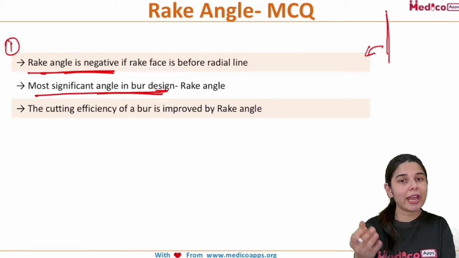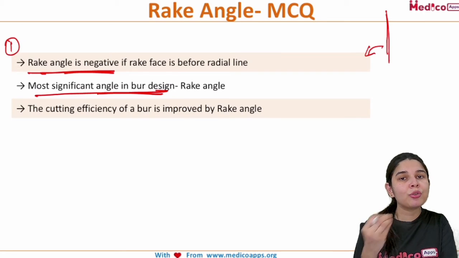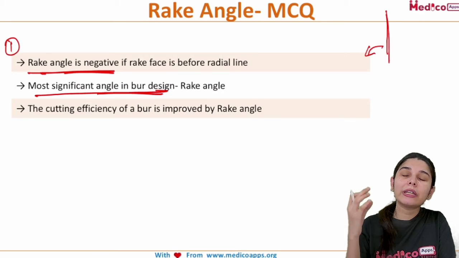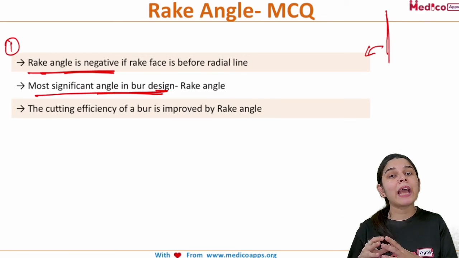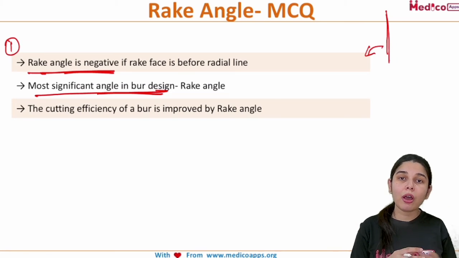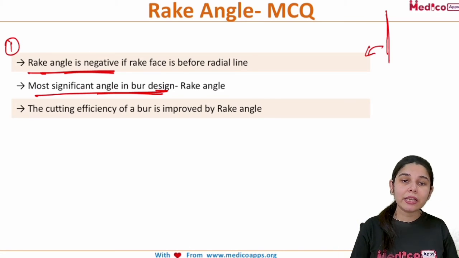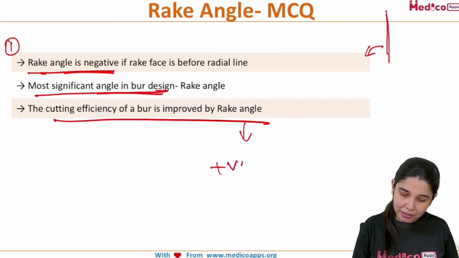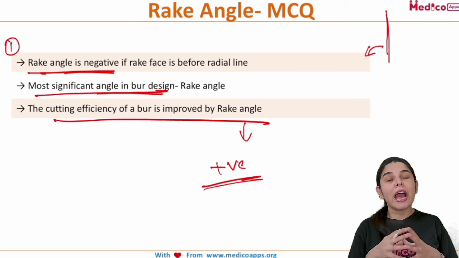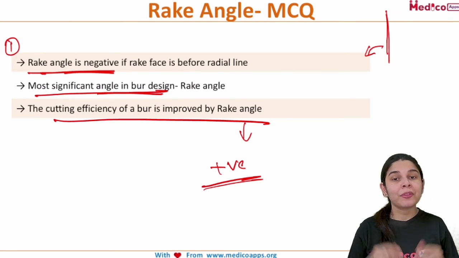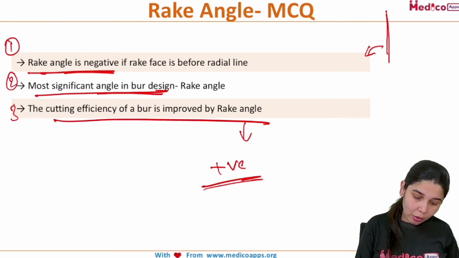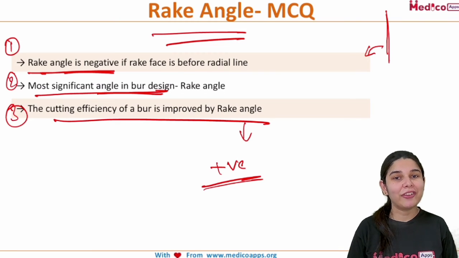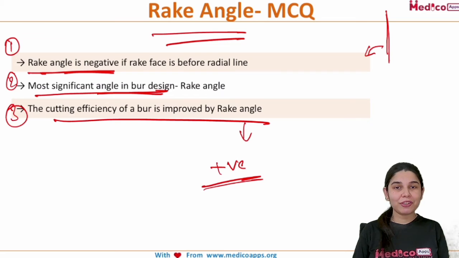The second MCQ framed on rake angle is that the most significant angle in the burr design is the rake angle. Why? Because it helps us to know the cutting efficiency of the instrument, and also which instrument has the minimum risk and which has more risk of fracture. And lastly, the cutting efficiency of the burr is improved by rake angle, but if specifically asked, we will answer that the positive rake angle has the more cutting efficiency of the burr. So these are the three MCQs which are asked under the rake angle question. I hope you have understood this rake angle concept with the MCQ discussion.